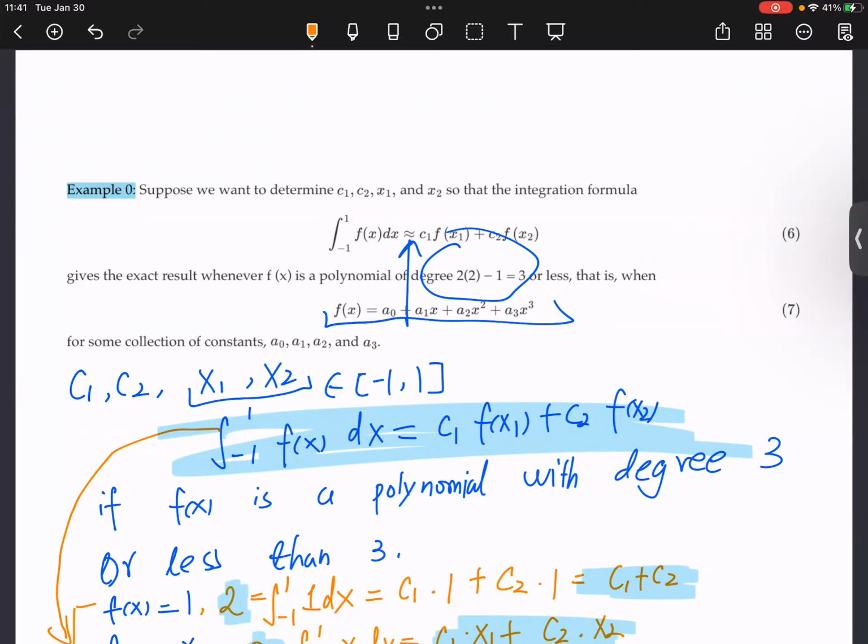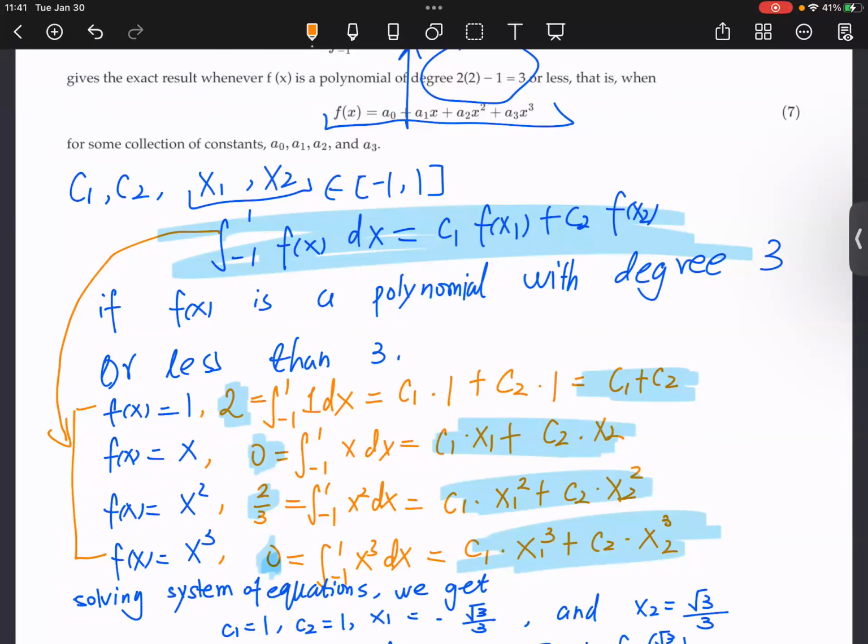So by the definition of the degree of precision, we can substitute f equals 1, f equals x, f equals x squared, up to x cubed here. And then we get 4 equations for 4 variables. Any questions here about getting the simple version of the Gaussian quadrature rule?